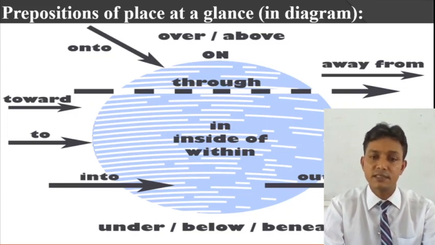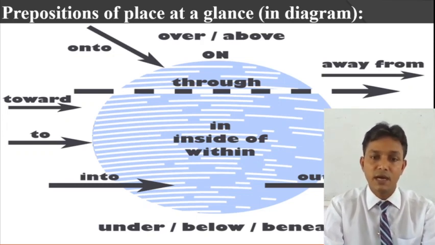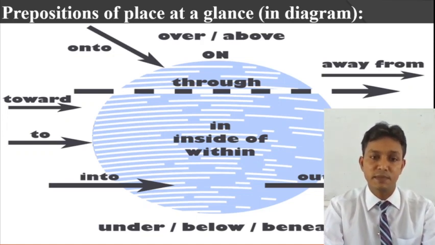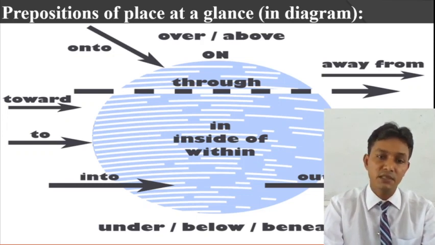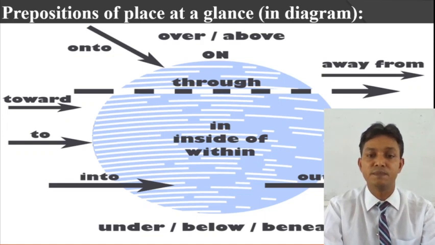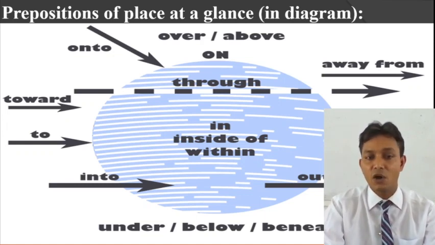In my first class, I had discussed my first segment of preposition, that is preposition of time. Today, I am going to present before you my second segment of preposition, that is preposition of place and movement. You are seeing a very nice diagram here which depicts the use of different prepositions related to preposition of place and movement. Now, we are going to discuss the detail of the diagram in the next slides.